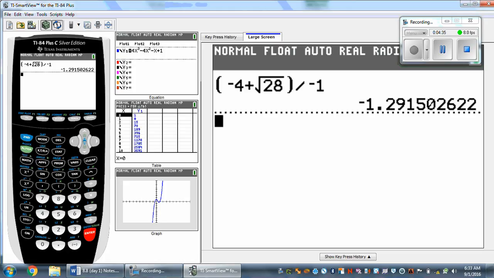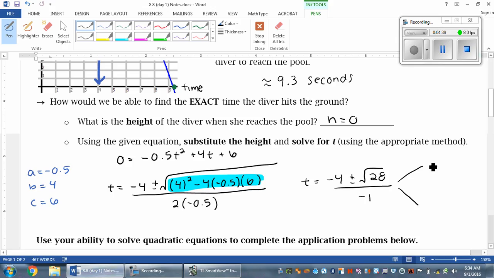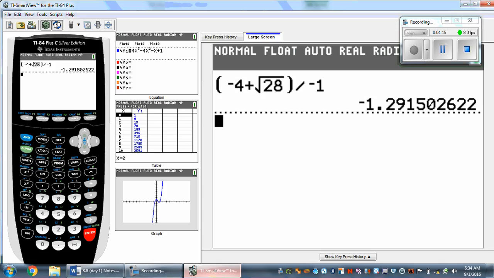So one of my solutions is negative 1.29. Now remember, if you have the shortcut on the TI-84, for the colored plus you can press alpha, y equals, theta, and then you don't need to have the parentheses. But if you do not have that shortcut, you will have to put the parentheses.